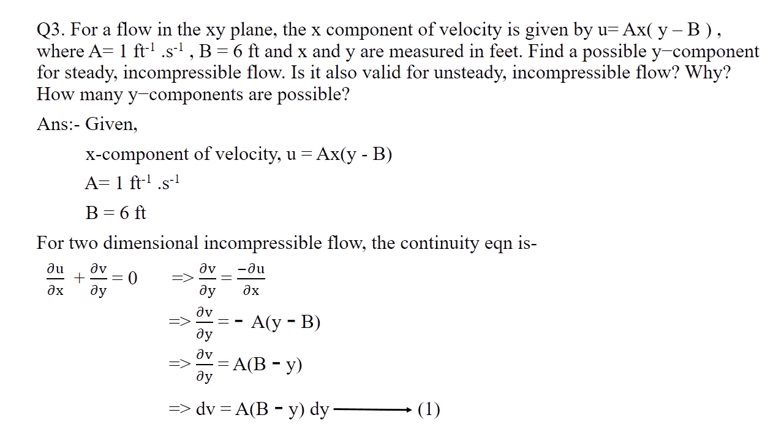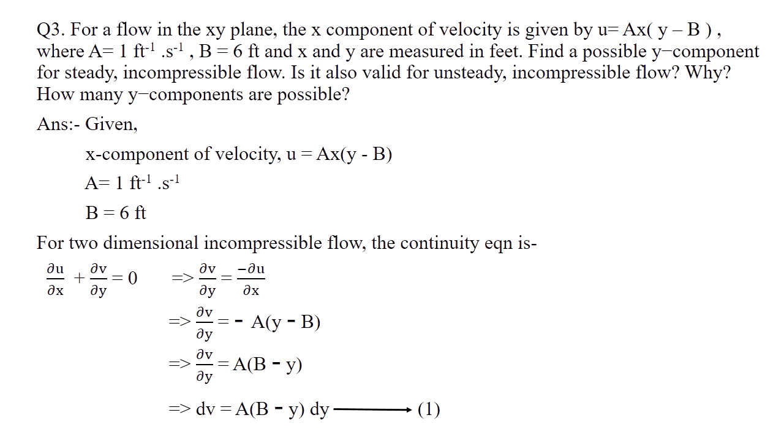So here is our last question which we will discuss today. It says for a flow in the xy plane, the x component of velocity is given by u = ax(y - b), where a is equal to 1 per feet per second and b is equal to 6 feet, and x and y are measured in feet. Find a possible y component for steady incompressible flow. Is it also valid for unsteady incompressible flow? Why? How many y components are possible?